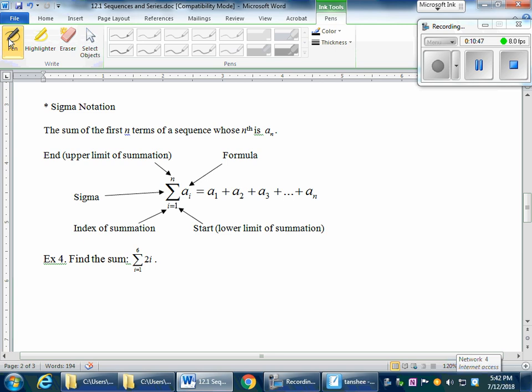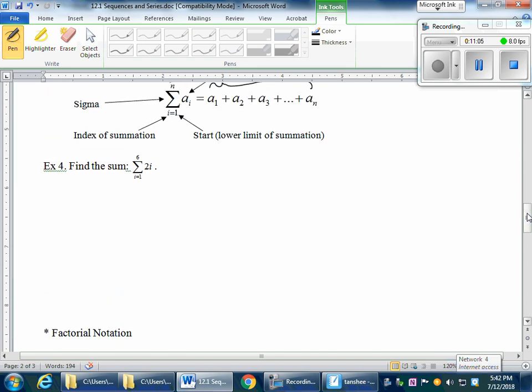So if the index goes from 1 to n, you're looking at the sum of the first n terms of the formula, which is the same thing as a partial sum. Let's take a look at this example. Find the sum for i equals 1 to 6. We start from i equals 1 and end when it is 6, and the formula is 2i. So that means I'm adding 2 times 1, plus 2 times 2, plus 2 times 3.